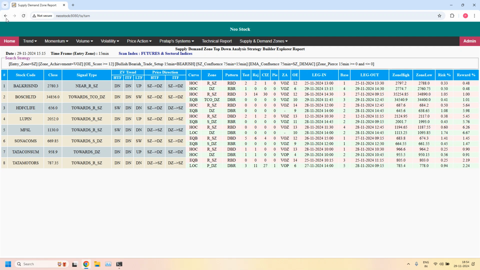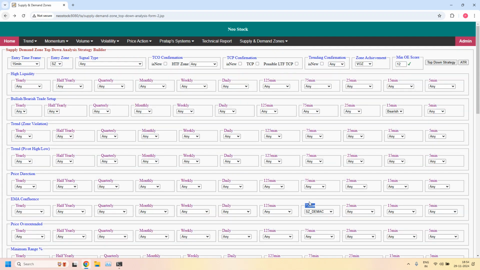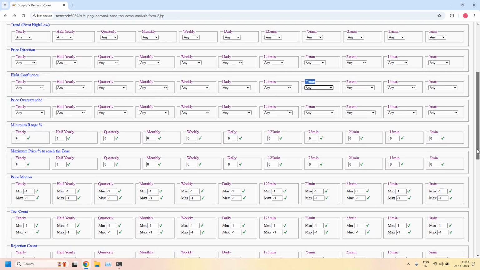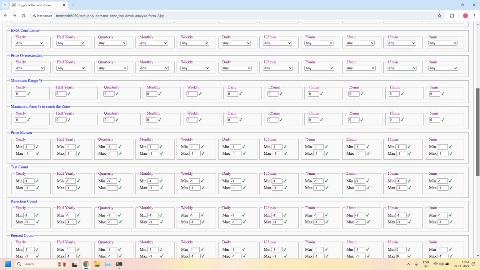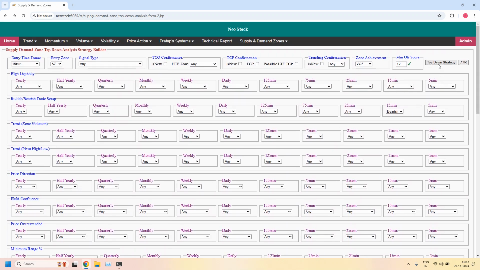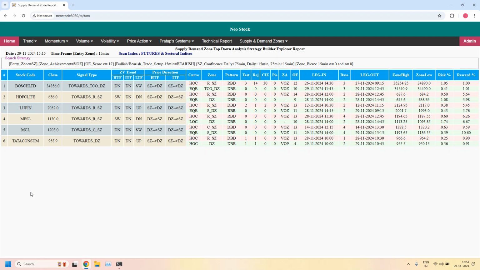Okay, next let us filter based on LTF, ITF, HTF supply zone confluence. I am removing the EMA filter. So in the supply zone confluence, we need to set 3 filters. Out of 3, 1 filter is already enabled. That is 15-minute supply zone with 75-minute supply zone confluence. Next filter is 15-minute supply zone with daily supply zone confluence, and 75-minute supply zone with daily supply zone confluence. With all the 3 filters, LTF, ITF, HTF supply zone confluence, we got 6 stocks.